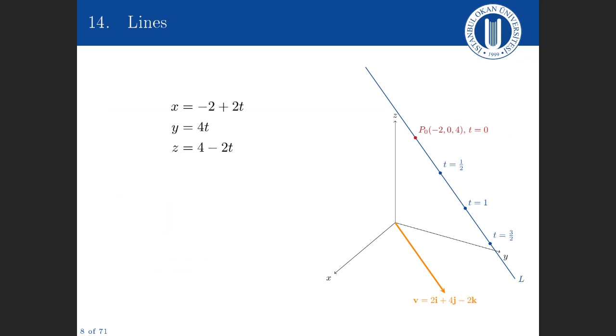And that line looks like this. We can see that the line passes through the point (-2, 0, 4), and it passes through this when t is equal to 0. We can also see that the line, this blue line, is parallel to the orange vector. But all of the points along the line correspond to different values of t. For example, I've drawn the point when t is equal to half, when t is equal to 1, and the point when t is equal to 3/2.